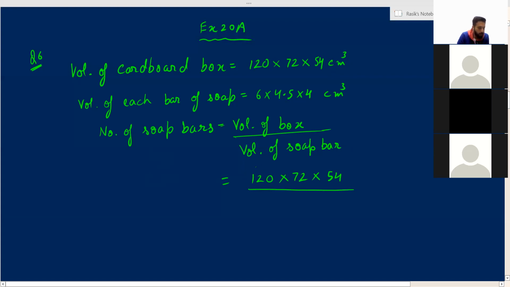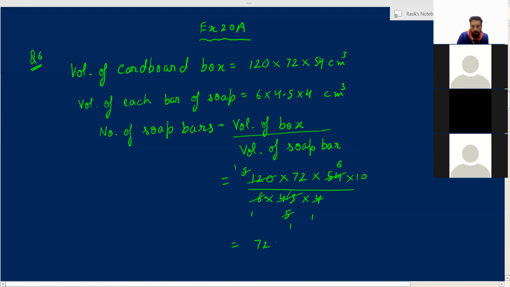Six into 4.5 into 4, divided by 6 into 4.5 into 4. Divide. 6 4s are 24, cut over, you will get 5 here. And 4.5, you can remove the decimal and put a 10 in the numerator. Now you can divide by 9, 5, and here if you divide by 9 you get 6, 5 and 5.